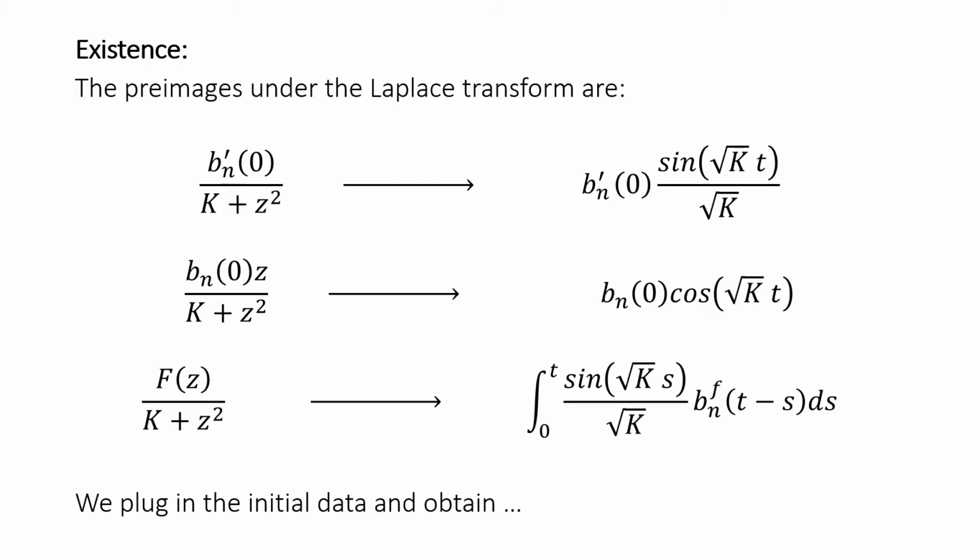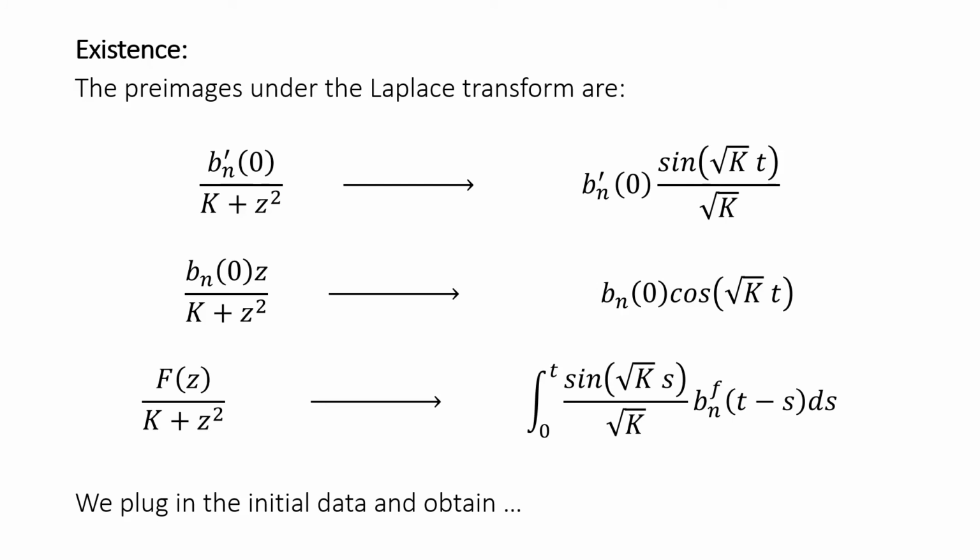First, we have a look at the term bn'(0) divided by K plus z². Now, the numerator is just a constant, and so we just need to look up the inverse Laplace transform of 1 over K plus z². So in total, that first fraction has the inverse Laplace transform bn'(0) times sine of square root K times t divided by square root K. Next, we have a look at the term bn(0) times z divided by K plus z². The difference now is that the numerator also got the factor z.